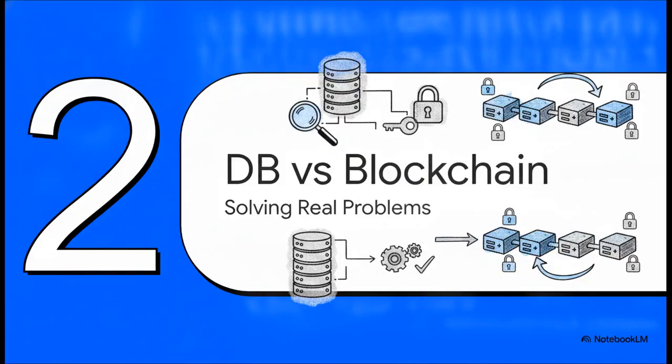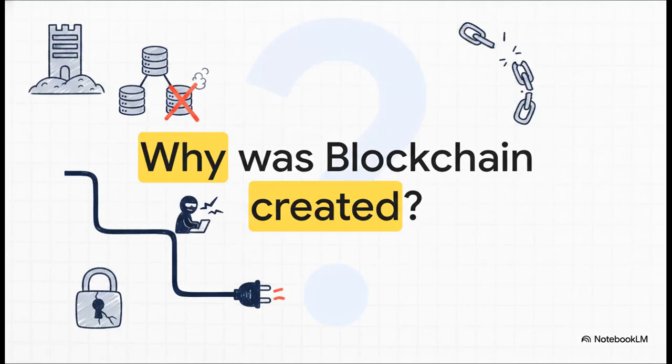Moving on to Section 2, let's look at traditional databases versus blockchain and see how this actually solves real-world problems. This brings up the ultimate business analytics question. Why was this technology even created in the first place? What problem is it actually solving? Well, just think about the critical flaws of centralized trust. If your entire business relies on just one single database server, what happens if that server gets hacked? Or what if it goes offline during a power outage? That is a massive single point of failure.